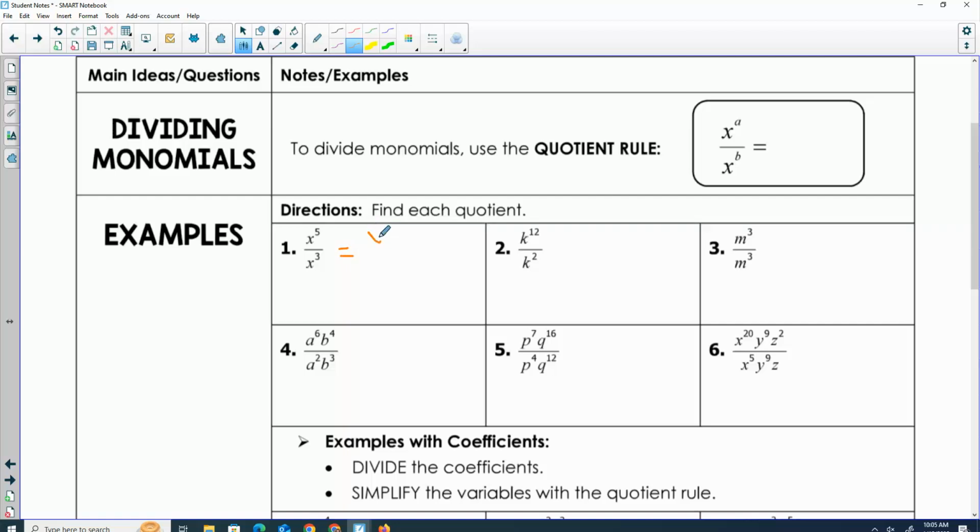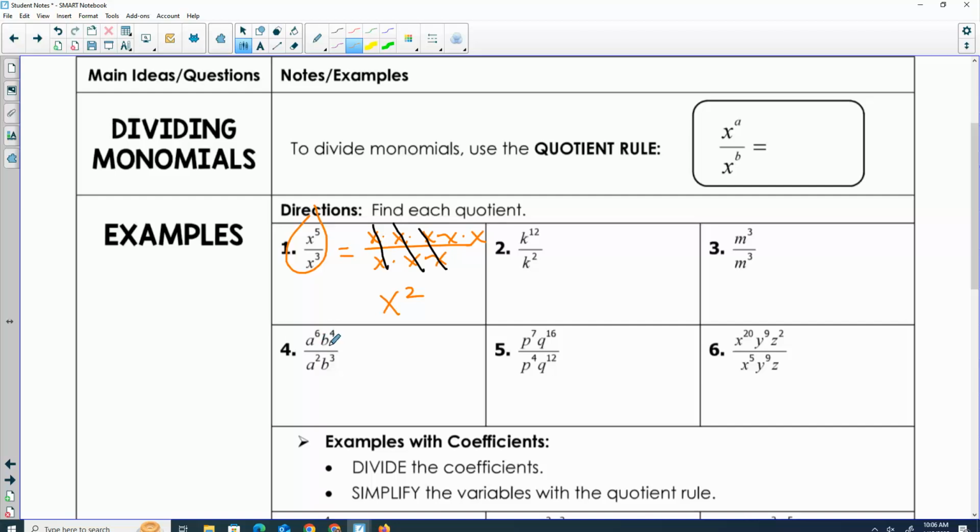X to the 5th means you have 5 x's multiplied together. X to the 3rd means you have 3 x's multiplied together. If we do that, we could cancel x's on top and bottom. So I can cancel 3 sets. How many x's are left? 2. How did we get that from the original? X to the 5th divided by x cubed.